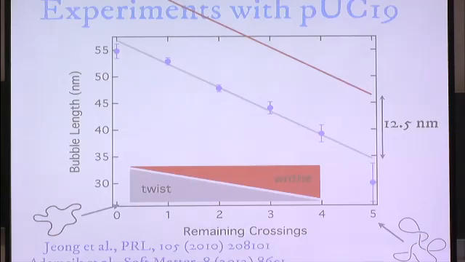2 turns shorter, and so on and so forth. So the average bubble length decreases linearly with the remaining crossings. And when you take the slope of this curve, it corresponds exactly to 1 turn of double-stranded DNA open.